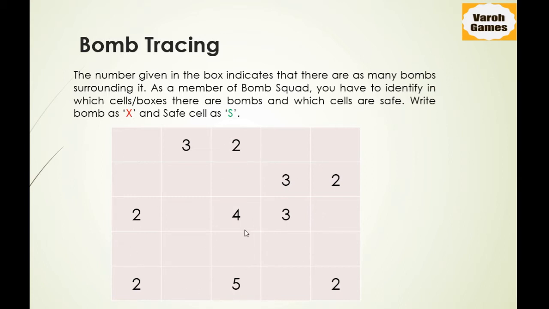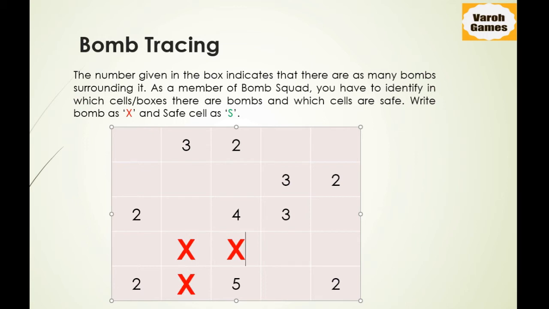So let us find which cell has the highest number. This 5 is the highest number in this particular plot. This means that around this cell there are 5 bombs. How many surrounding cells does it have? This one, this and this. So it has 5 surrounding cells. It means 5 cells and 5 bombs, so all these cells need to have the bomb. So we can very easily write X in all of these cells.